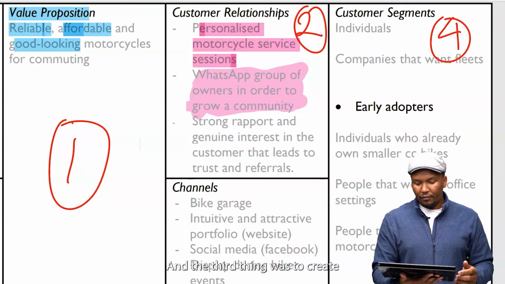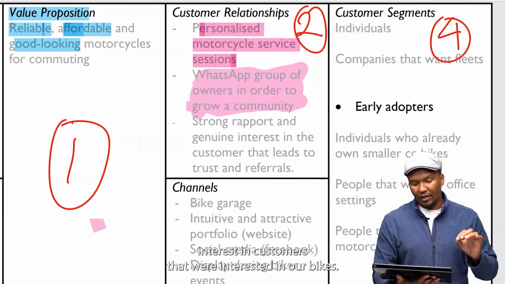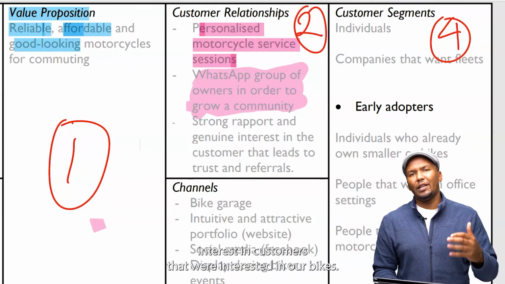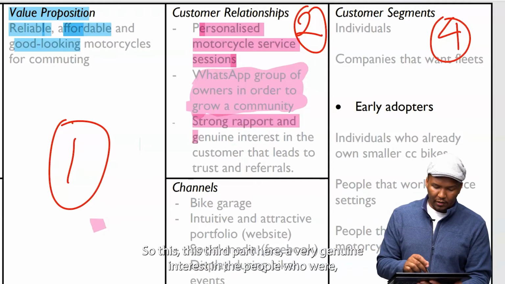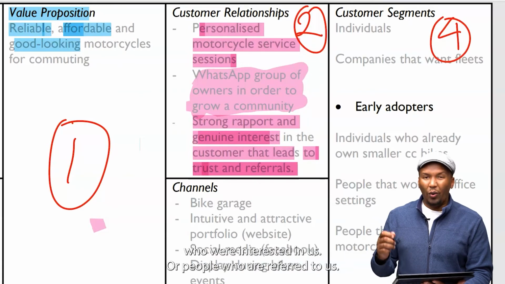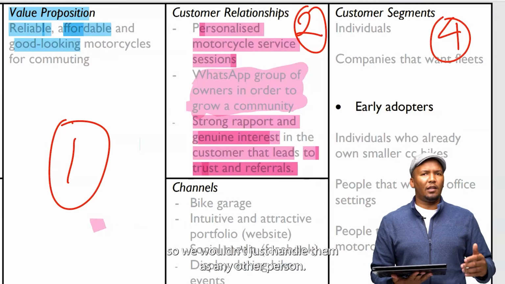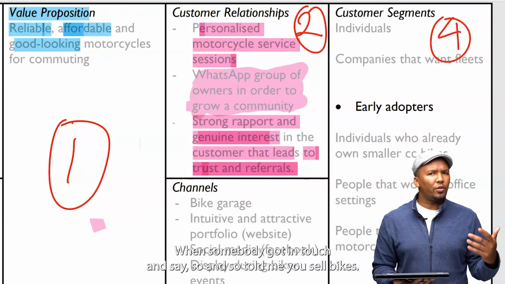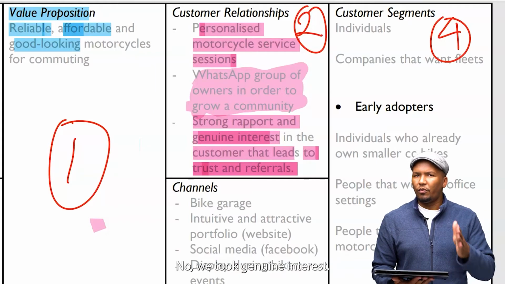And the third thing was to create very strong rapport and to develop genuine interest in customers that were interested in our bikes, our leads. Okay, so this third part here, a very genuine interest in the people who are interested in us or people who are referred to us. So we wouldn't just handle them as any other person. When somebody got in touch and said, so-and-so told me you sell bikes, we just wouldn't tell them, yeah, what do you want? No, we took genuine interest.